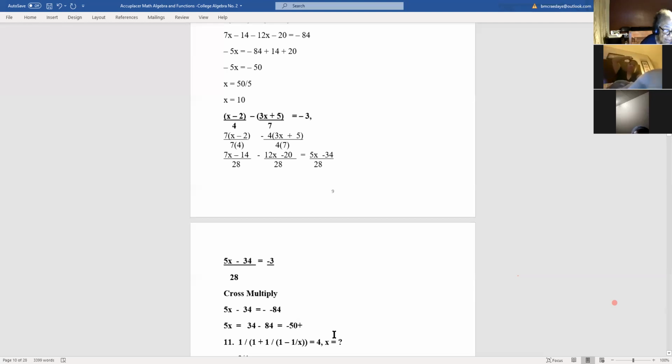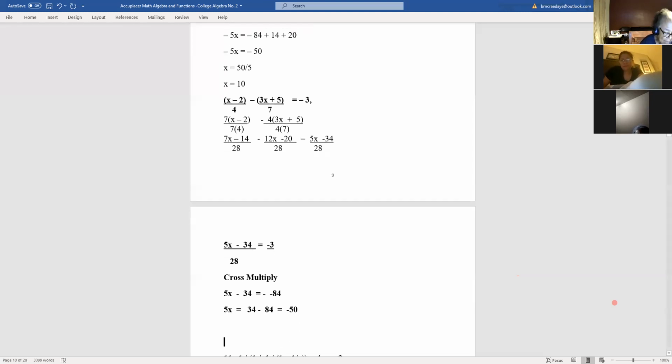So what is x? Plus or minus? Minus 10. Okay, so x equals minus 50 divided by 5, which equals minus 10. And what answer was that?